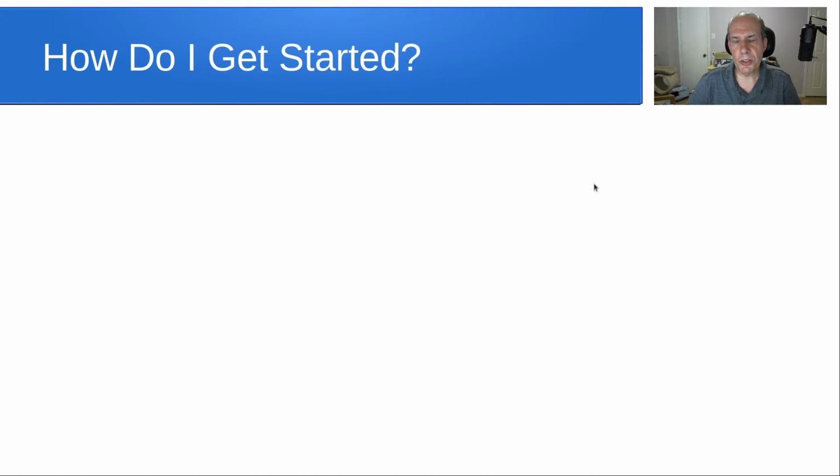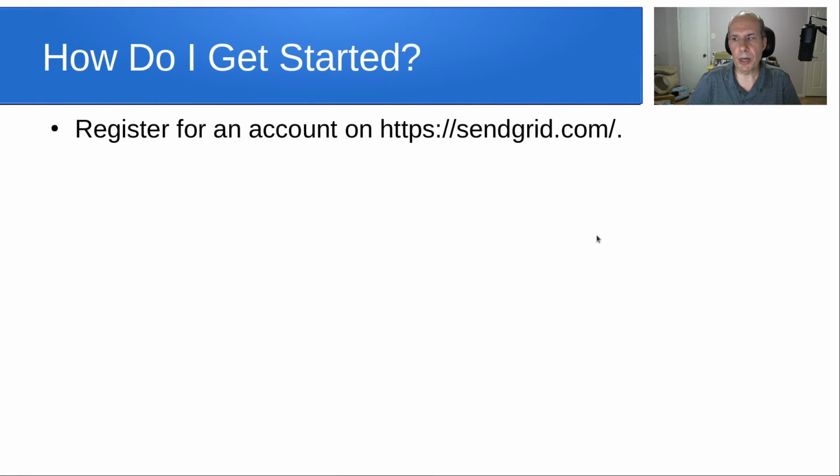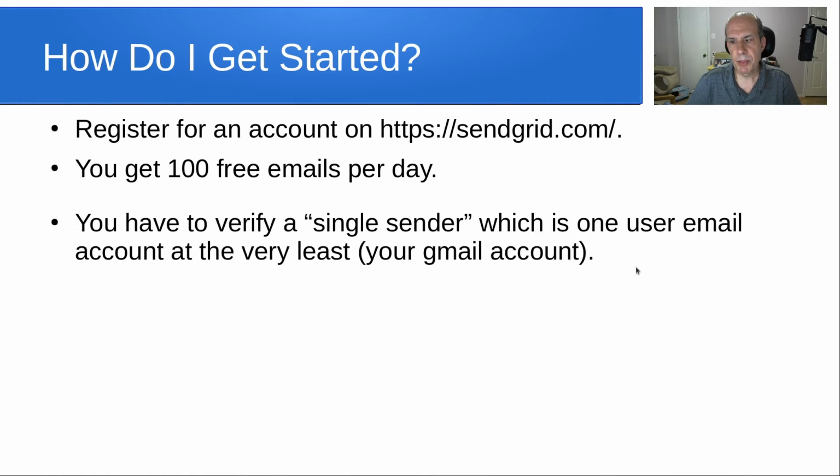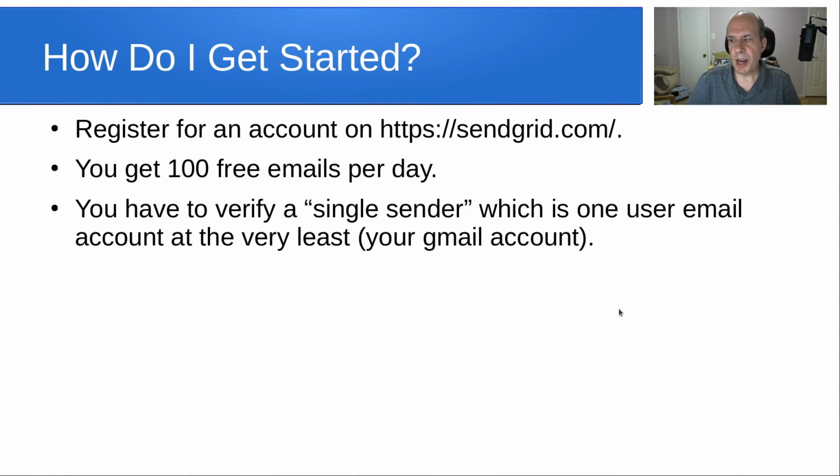So how do I get started? Well, first of all, you want to go over to sendgrid.com and you want to register for an account. You get 100 free emails per day, which really solves the problem for most self-hosters, I believe. You have to verify a single sender, which is one user email account at the very least, and that would probably be your Gmail account. And so then, therefore, if you try to use SendGrid with your Gmail account, it would work.